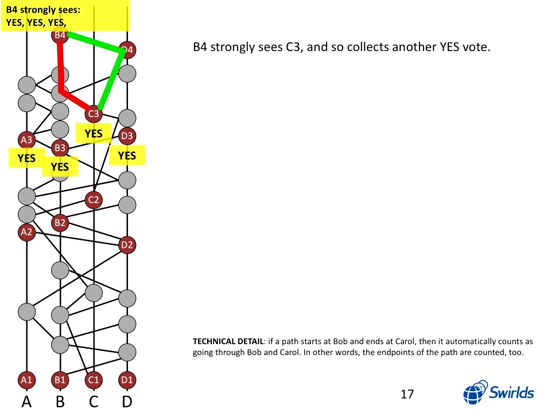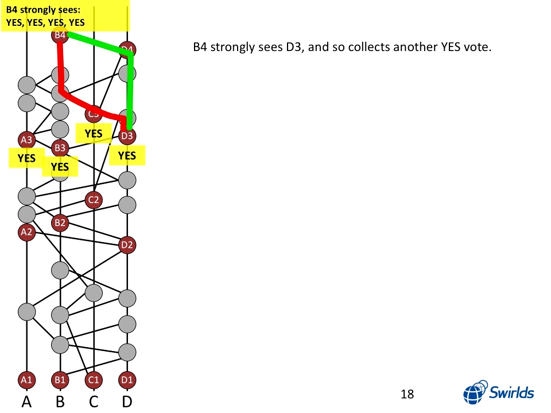So B4 has now collected 3 votes from A3, B3, and C3. So far they were all yeses. And B4 collects a 4th vote from D3, which is a yes. And again, you see the 3 lines. And again, it only went through 3 people.